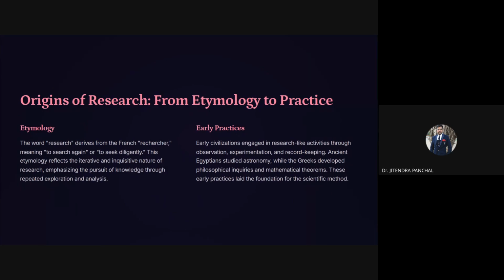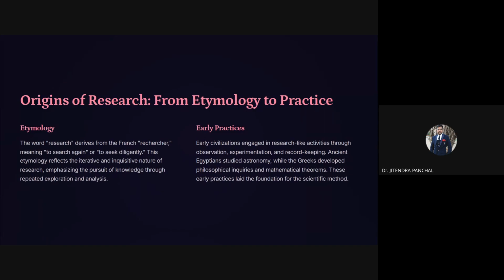As I told you, earlier civilizations engaged in research-like activities through observation, experimentation, and record keeping. For example, if you think about observation, in ancient times people were looking at observational research, like how stars and planets move. Their motion they were observing, and according to their motion and the details, they were deriving results from it.